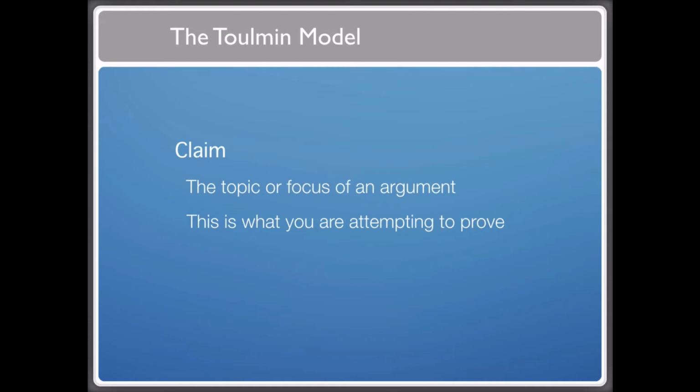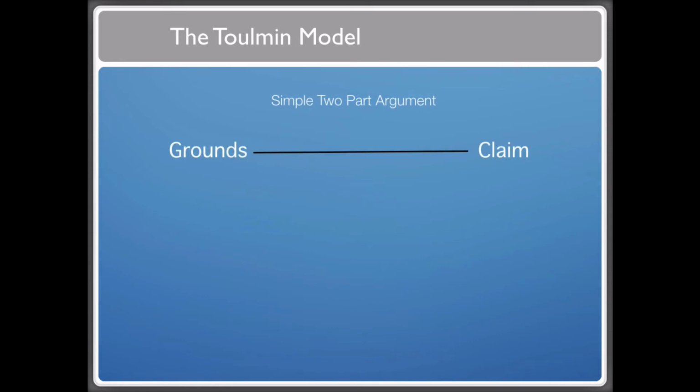The second aspect of the Toulmin model is called the claim. And the claim is what is actually the focus of the argument. This is what we're attempting to prove or convince an audience of. For example, Simon loves his wife. I want to prove that. So it looks like this. The grounds on one side leading to the claim on the other. And this is a simple 2-part argument.